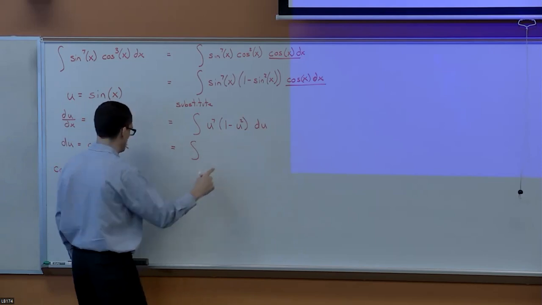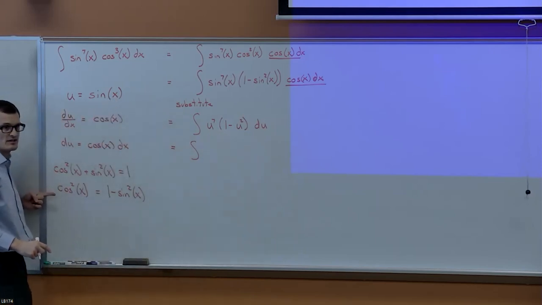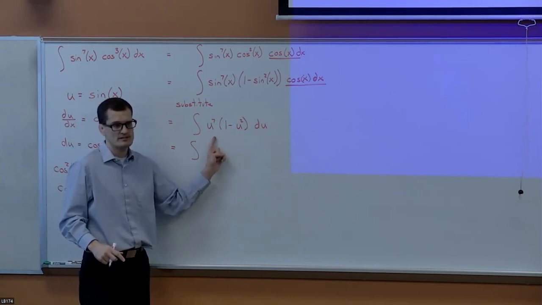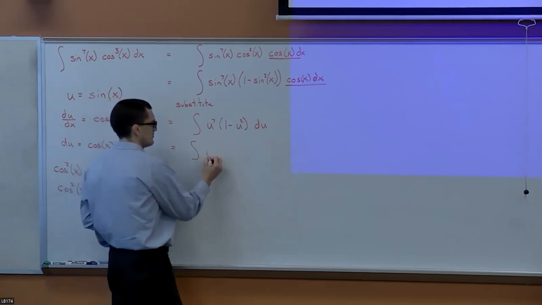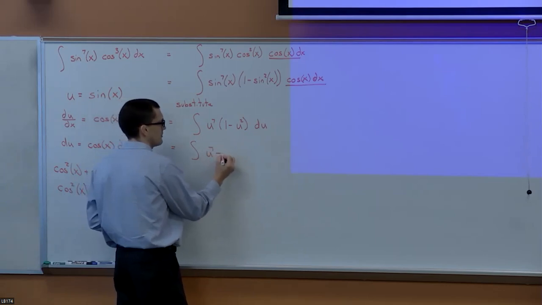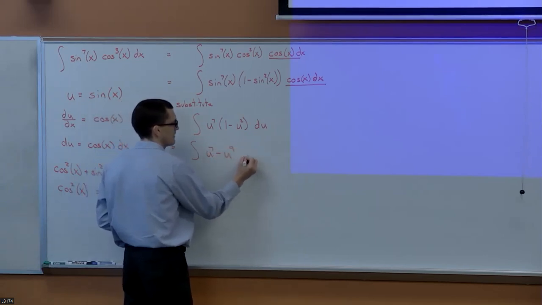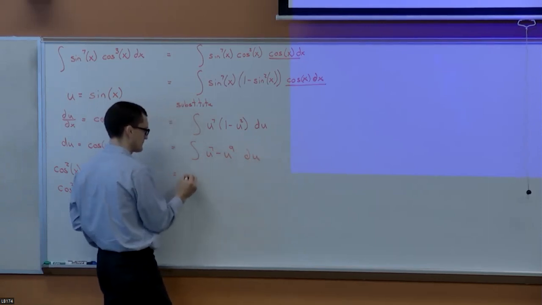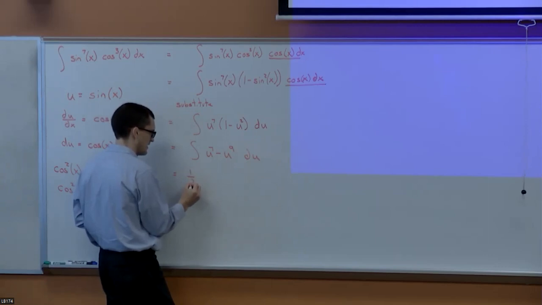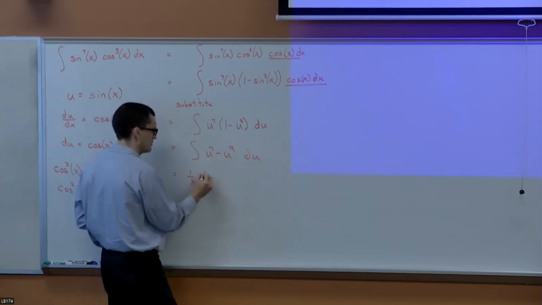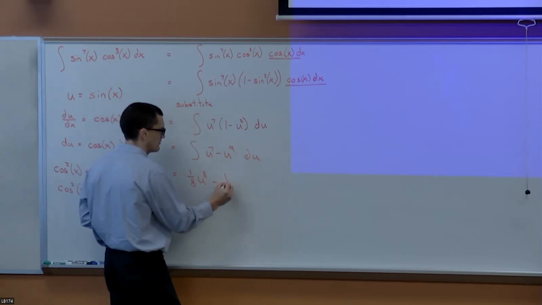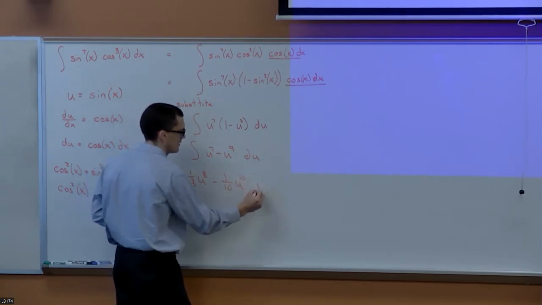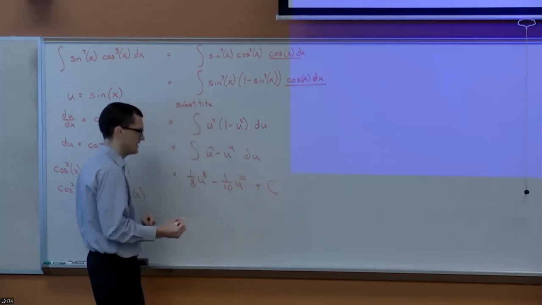Almost always, if you use the trig identity here, there's going to be some multiplication before we can integrate. So we get u to the 7th minus u to the 9th integrated with respect to u. That's 1/8 u to the 8th minus 1/10 u to the 10th plus any constant that we want.